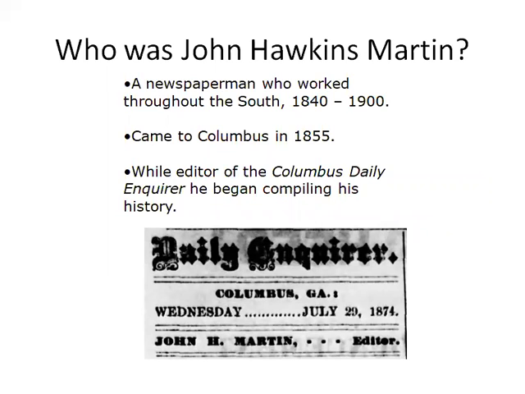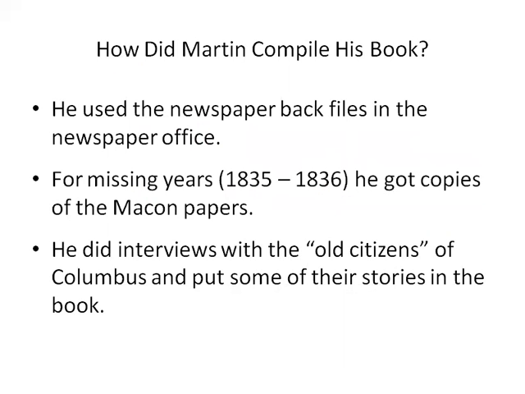So who was John H. Martin? John Hawkins Martin was a newspaper man who came to Columbus in 1855. And while he was editor of the Columbus Daily Inquirer, he began compiling his history. How did he do that? Well, he worked in a newspaper office, so he had loads of back files in his office. There were some missing. I know that he got the 1835 and 36 papers from Macon, and he also did interviews with some of the older residents of Columbus. He wanted to talk to people who were around back in 1828 and the years following that.